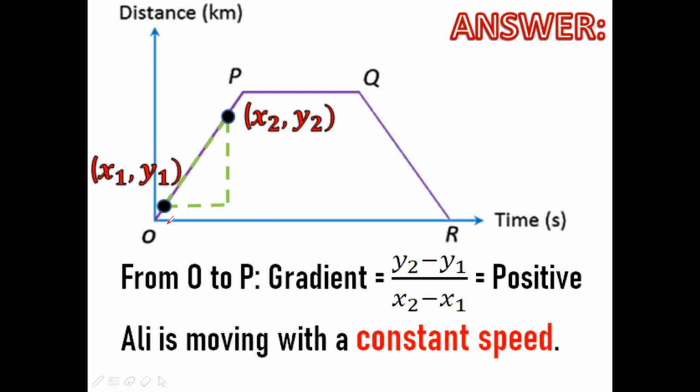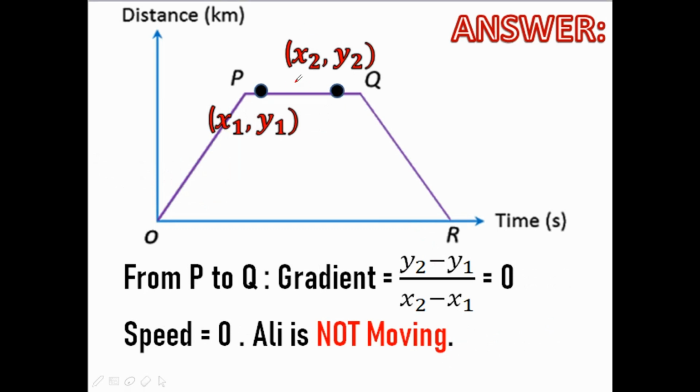To find the gradient, we must at least have 2 points. So let's say these 2 points. The coordinate of this point is x2, y2. The coordinate of this point is x1, y1. To find the gradient, we use y2 minus y1 over x2 minus x1. Then you will have a positive number. So for O to P, Ali is moving with a constant speed.